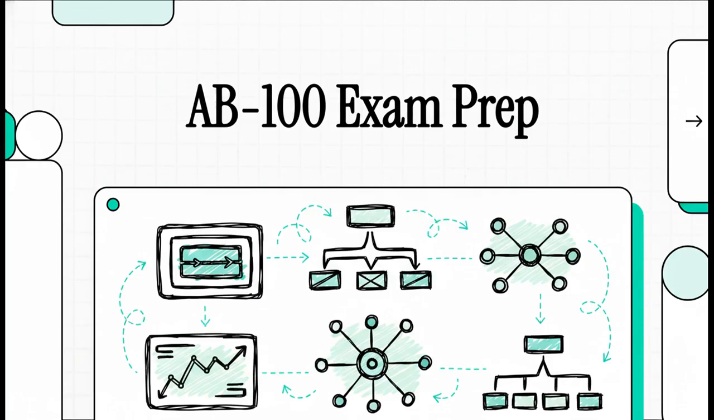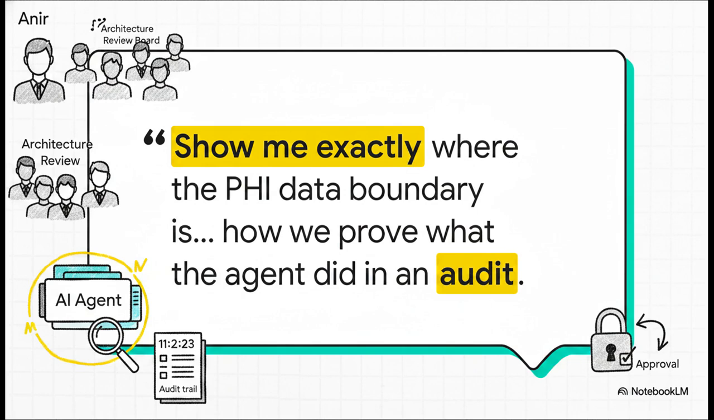Because out in the real world, architects are constantly grilled on the spot, and this exam is designed to reflect that exact pressure. So, let's get into it. To really set the scene here, I want you to picture Anir. He's a brilliant platform and governance architect, but right now, he is sweating under the fluorescent lights of a highly skeptical architecture review board. He's up there pitching a brand new AI agent, and the CISO stops him cold, leans in and says, "Show me exactly where the PHI data boundary is, who approved it, and how we would prove what happened in an audit."